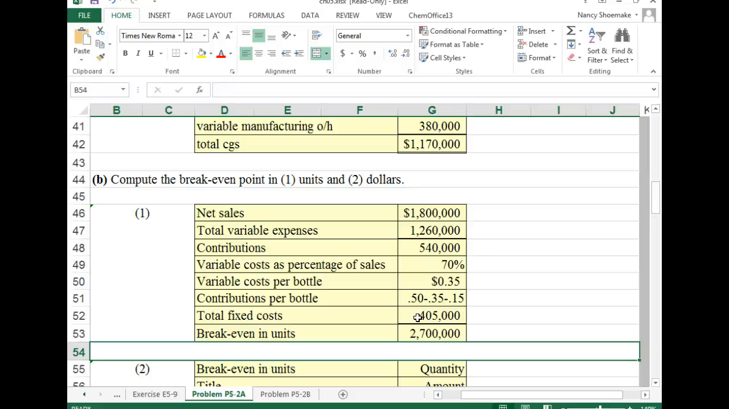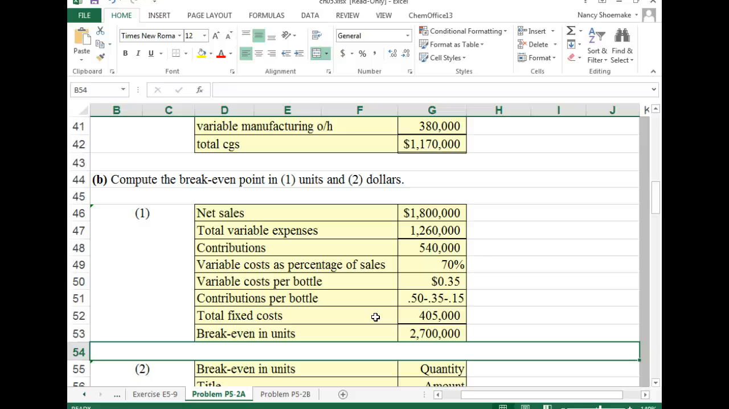How many kind of get it? What did you divide the cost by? 15 cents per unit, because each bottle gives us a contribution of 15 cents. Okay? So we need to sell 2,700,000 units to break even. Now we can do it the same way, but we can do it in dollar amounts. You tell me when I can go on, okay?